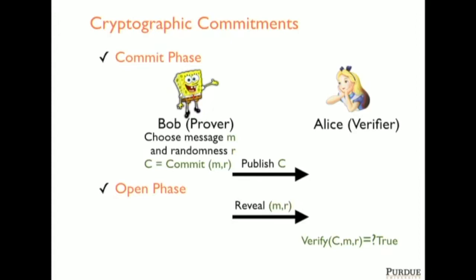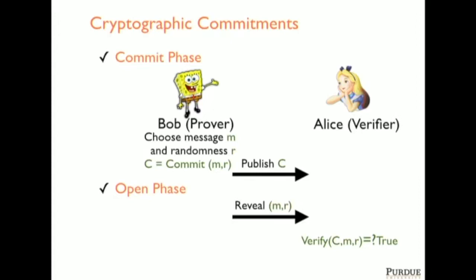Then in the latter phase, the reveal phase, Bob will reveal the value of the message m that he has committed to and the randomness that was employed, and now the verifier can take this information and check whether the commitment c is actually associated with the message m and the randomness r. The second property that we typically want from a commitment scheme is the binding property, where it should not be possible for the prover to change the message afterwards. So once you commit to something, you have to reveal only the same message m and not something else.